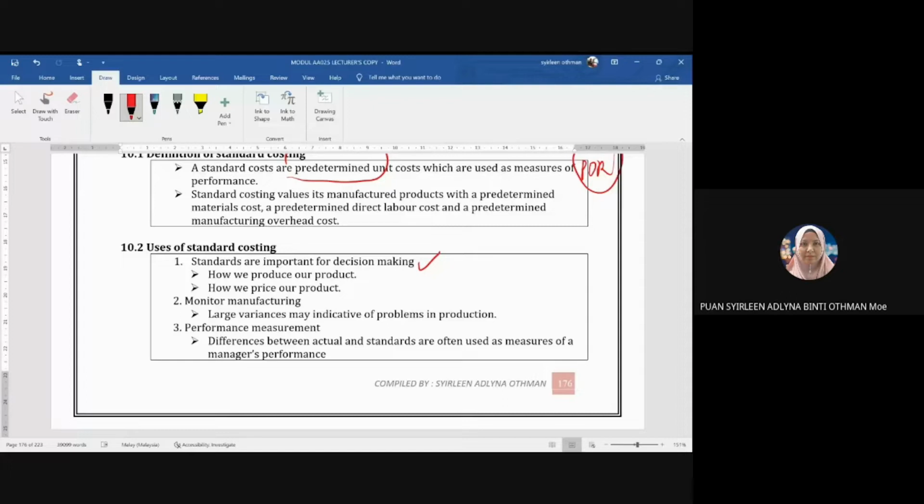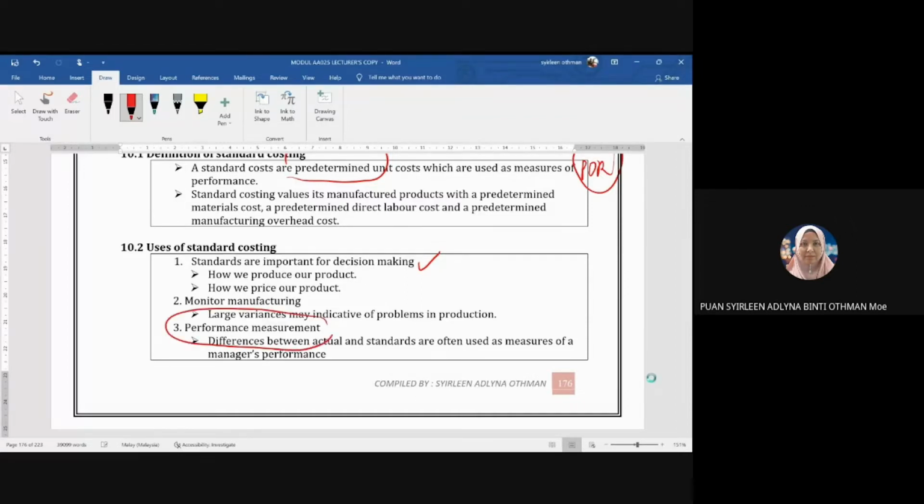Okay, so bila cost yang kita kira dan kita banding, when I say variance, maksudnya you akan bandingkan standard costing tu dengan the actual costing. So bila berlaku variance yang sangat besar, awak kena monitor lah sebab you nak kenal pasti apa masalah yang berlaku dalam pengeluaran. Okay, so lepas tu kita boleh guna standard costing tu untuk performance measurement.